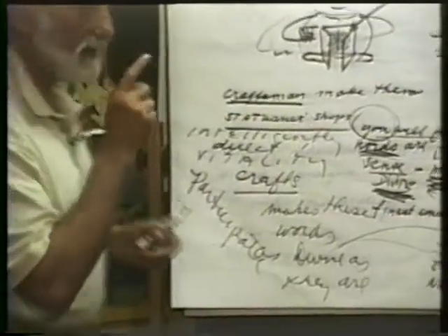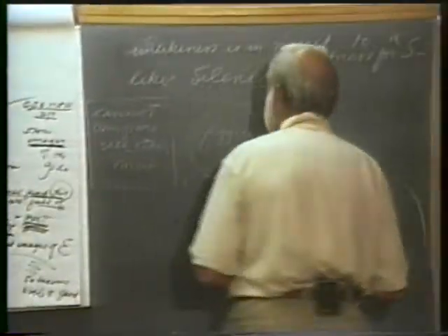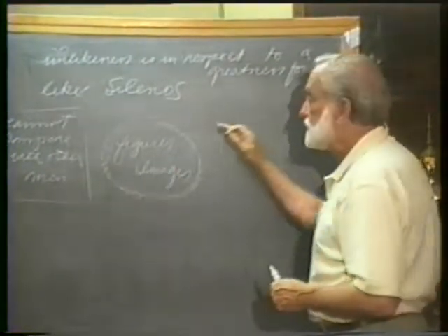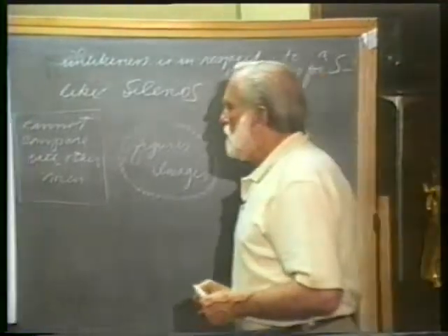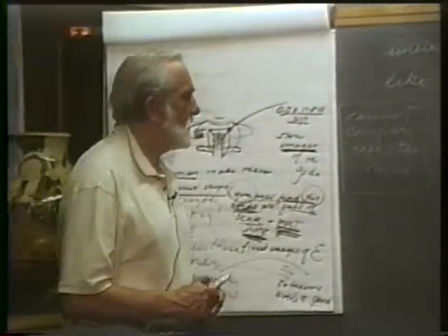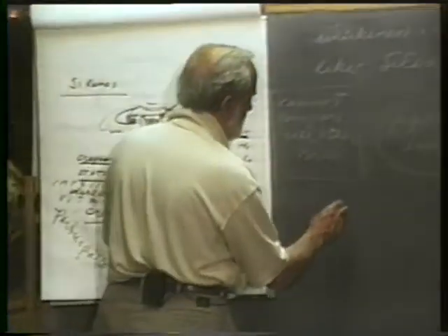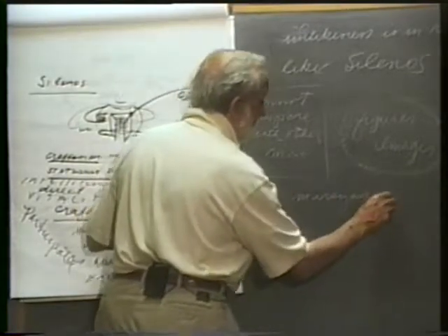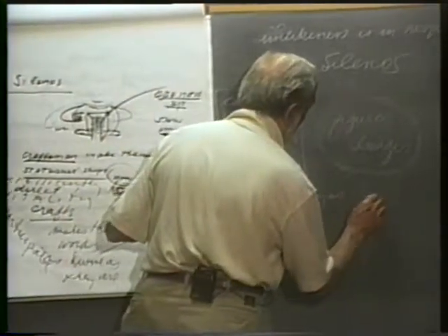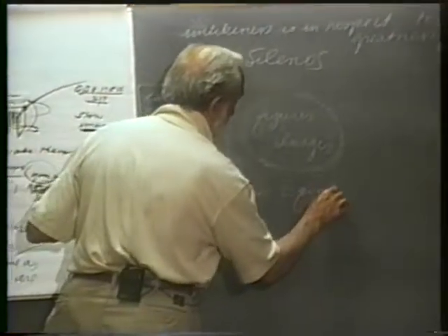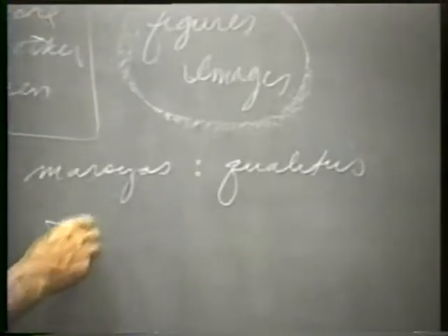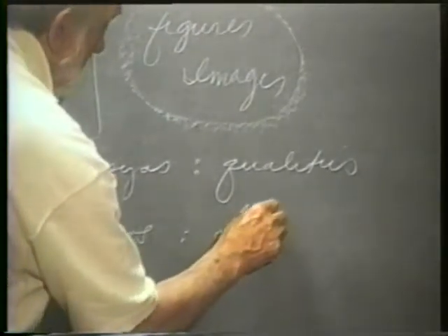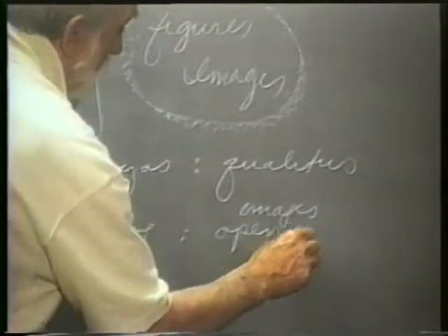Again, in both cases then, the Marsyas and the Silenos, in being compared, are the weaker, not the stronger. Well, what do we do with this? In other words, what we're finding, curiously enough, we can say, Marsyas is to those qualities we mentioned a moment ago, the Silenos is to the images when the figure is opened up.